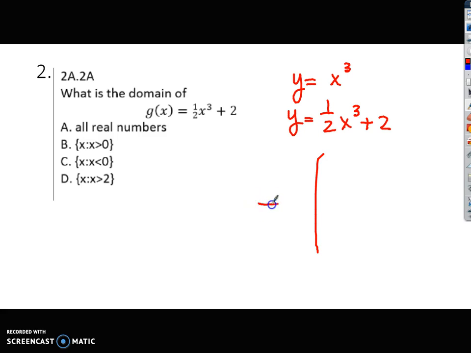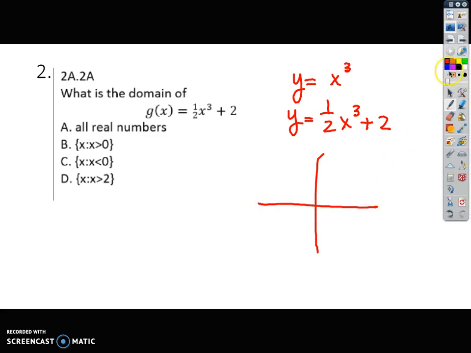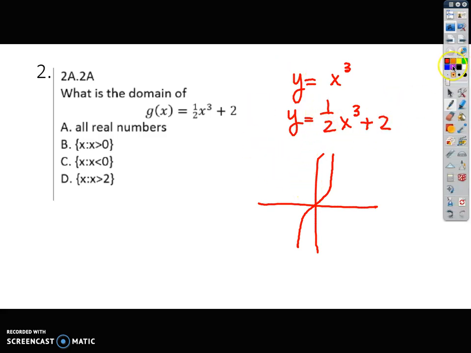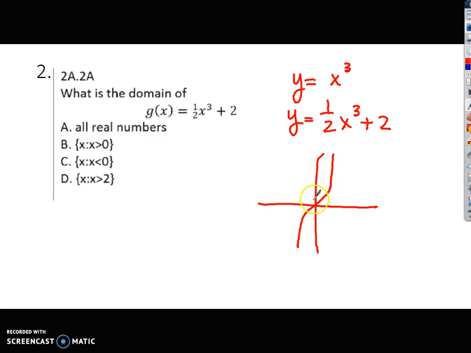So when we graph this, if this is the parent function right here, this is going to squish it vertically and this is going to move it up. So this is going to look something like this. So instead of going through 0, 0, it's going to go through 1, 2 right here. It's going to look something like that. And I'm exaggerating a little bit just so you can tell that it got squashed down and it went up.